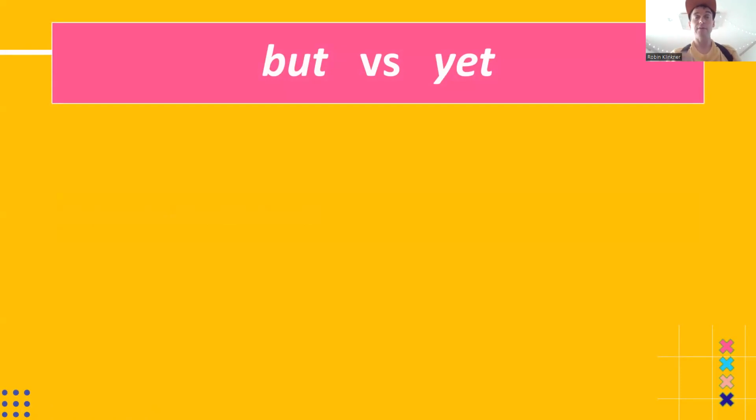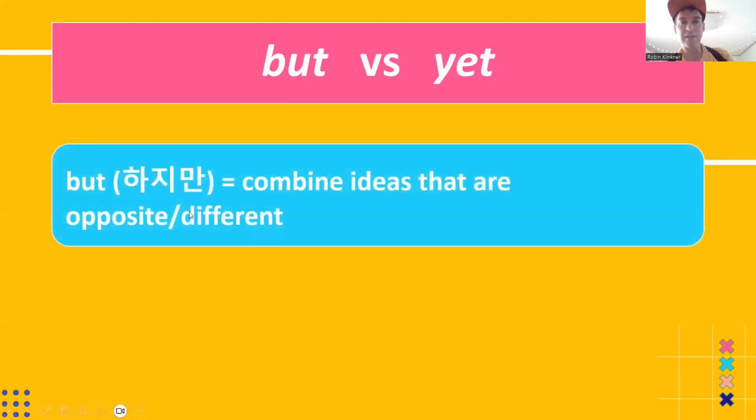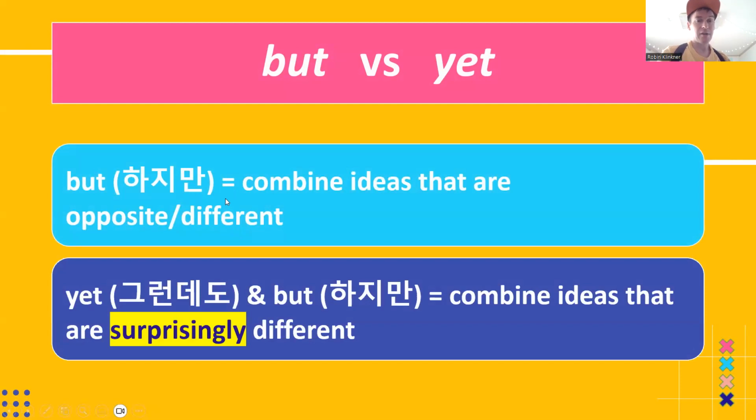Now, very quickly, let's talk about the difference between but and yet. So fanboys, for and nor but, or yet so. What is the difference between but and yet? Let me briefly go over the difference. But is like hajiman. You're just combining ideas that are opposite or different. Yet is like kurandedo. Okay, yet is kurandedo. So kurandedo and hajiman both combine ideas that are surprisingly different.